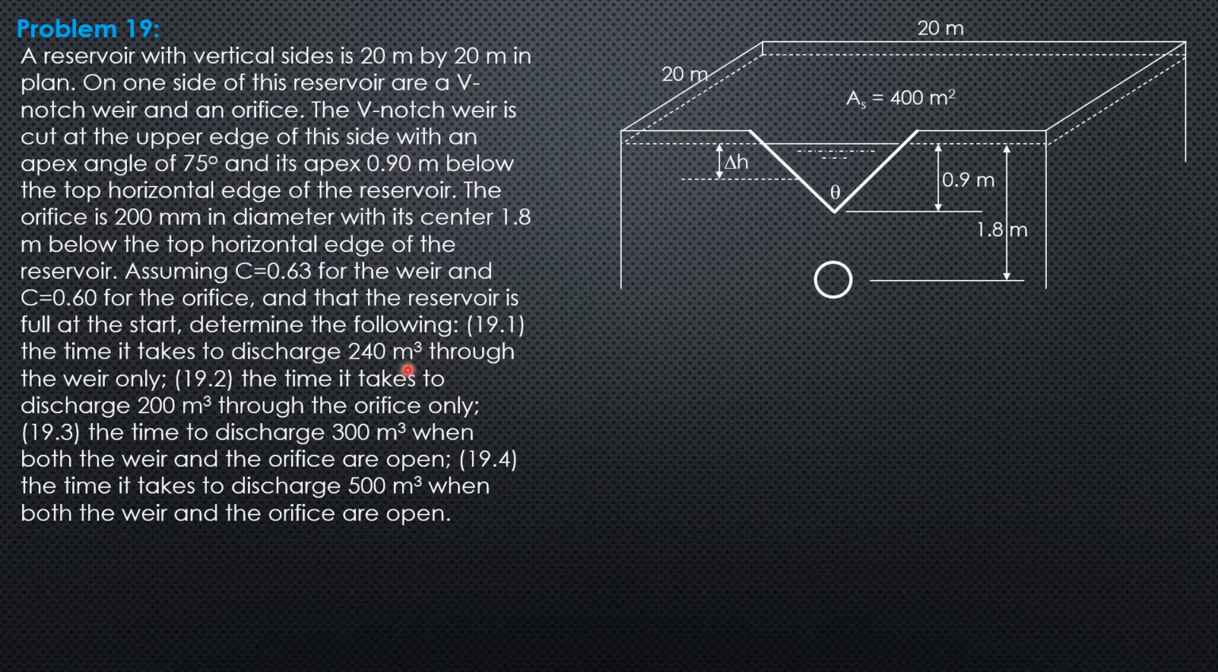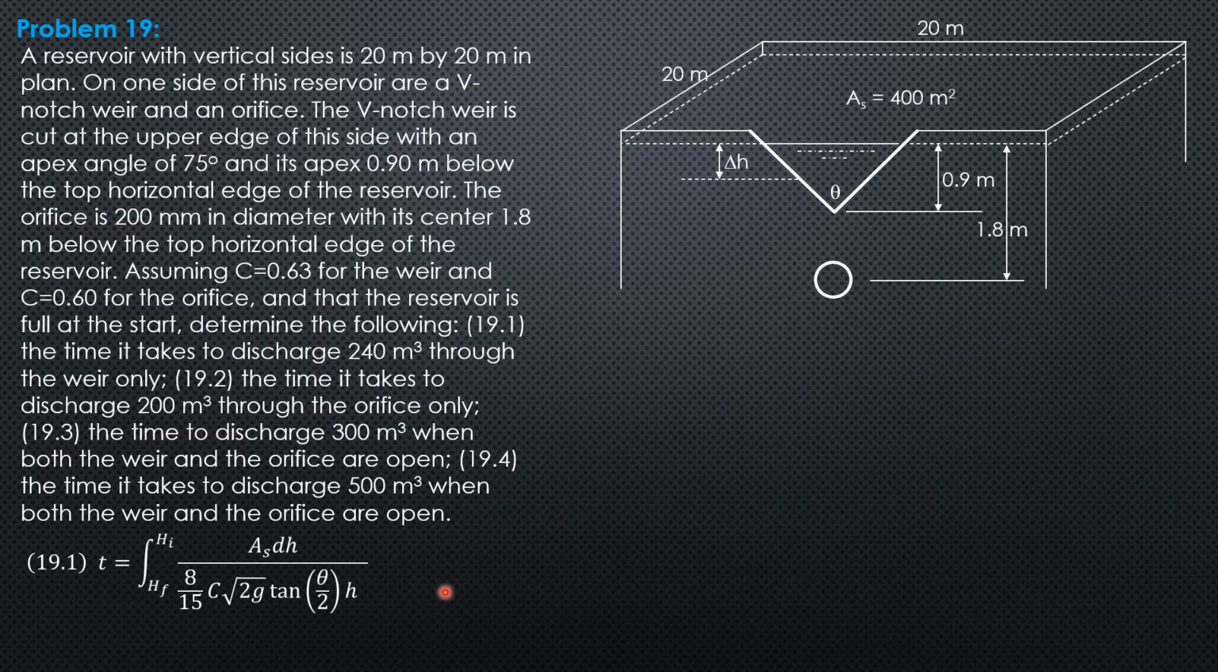The time it takes to discharge 240 cubic meters through the weir only. So this is the weir with coefficient of discharge 0.63. So the general formula for time it takes to lower the surface from initial to final is integral of area S dH over discharge formula for the weir, which is 8 over 15 C square root of 2G tangent of theta over 2 head to the 5 halves. So this is for the weir.